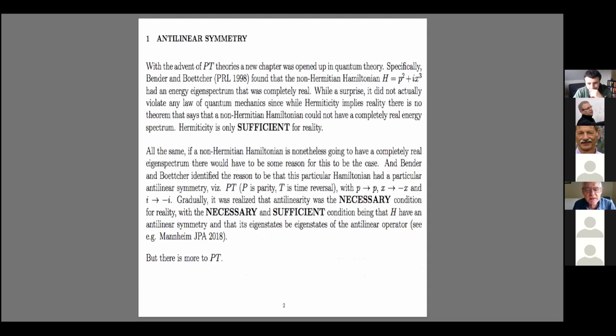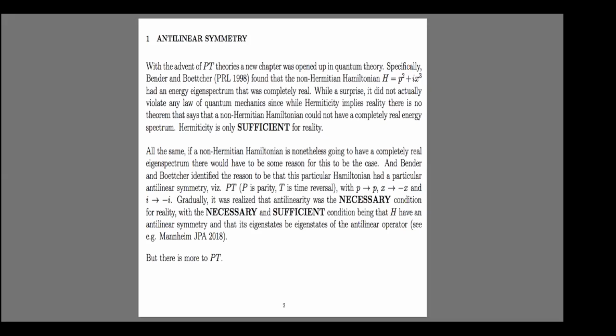Antilinear symmetry, we all know what it is. With the advent of PT theories, a new chapter was opened up in quantum theory. I can't say it any stronger than that. Specifically, Carl Bender and Boettcher found that p squared plus ix cubed had an energy spectrum that was completely real. Now, while this was a surprise, it did not actually violate any law of quantum mechanics, since while Hermiticity implies reality, there's no theorem that says that a non-Hermitian Hamiltonian could not have a completely real eigenspectrum. So Hermiticity is only sufficient for reality.